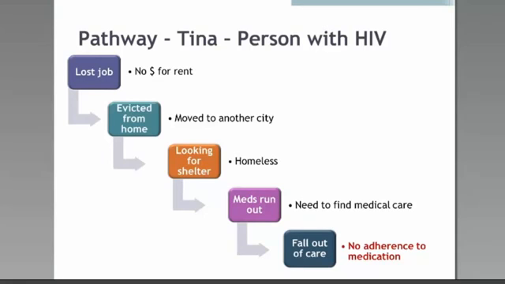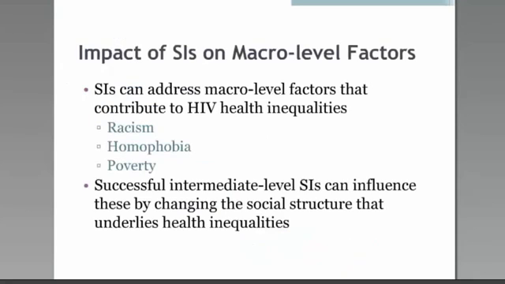Now, you could intervene anywhere along this pathway, and you would most likely be intervening on a structural level, trying to address economics, housing, or access to services. And you would be doing a structural intervention addressing a social determinant. The impact of social determinants on really large or macro level factors is that they do have a lot of influence on these isms. We still have racism, we still have homophobia, we still have poverty. This country's been in existence for over 200 years, and still we're battling with these same old things, but that doesn't mean that they can't be addressed and can't be influenced.